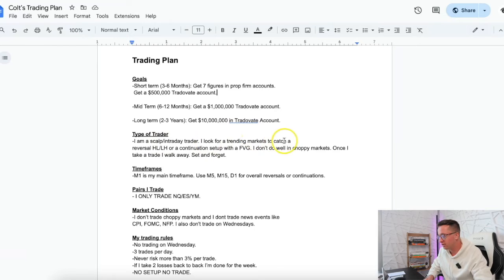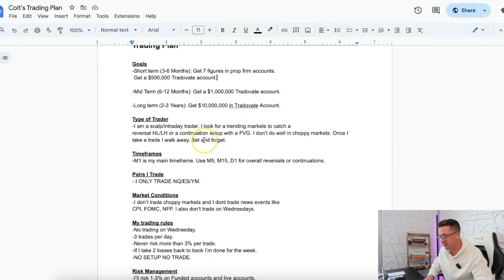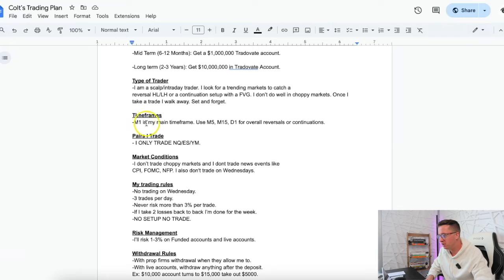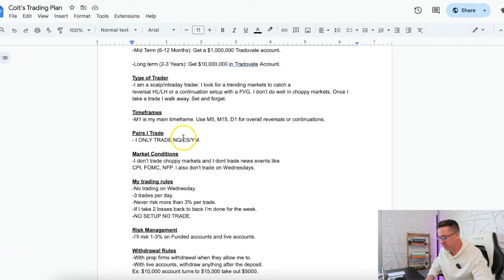I look for trending markets to catch a reversal, higher low, lower high, or continuation setup with the FVG. I don't do well in choppy markets. Once I take a trade, I walk away, set, forget. You guys need to be able to identify this for yourself. Time frames. Minute 1 is my main time frame. I do use a minute 5, minute 15, and day 1 for overall reversals or continuations.